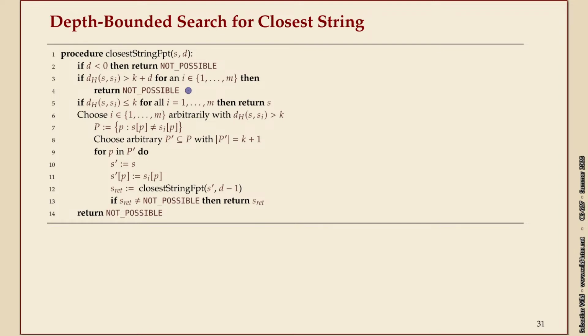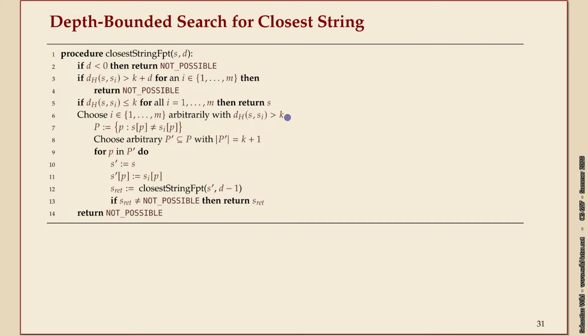So why this case is correct needs a justification. The easy case is if my current candidate string s has distance at most k for all of the strings, then I'm already happy. Then this is my consensus, and I can return it. The usual case will be that there's at least some string where I have distance more than k, but hopefully it's not too far away.